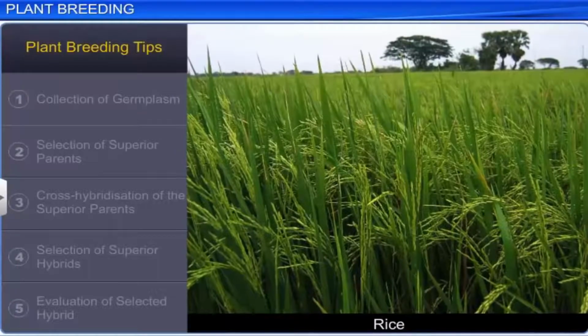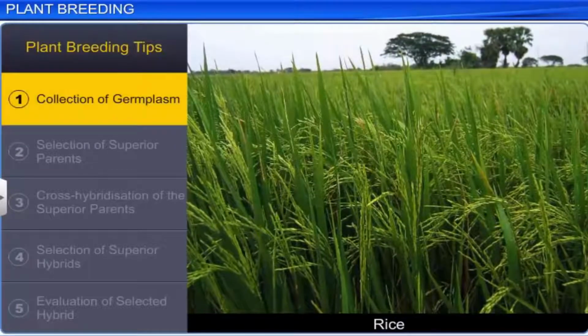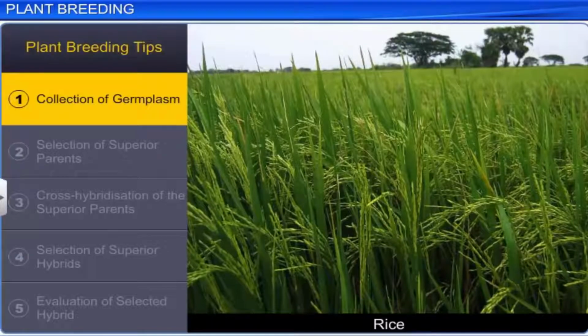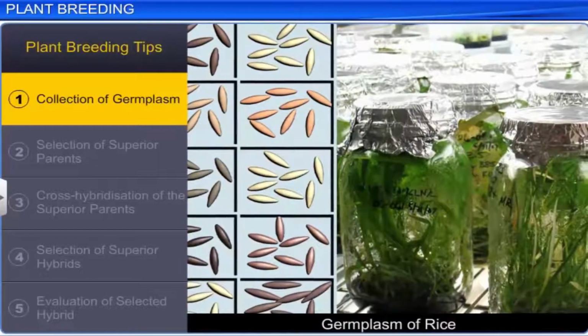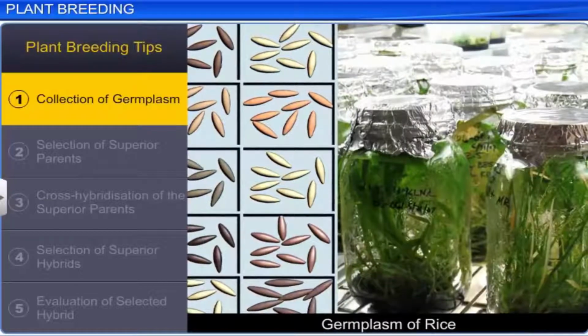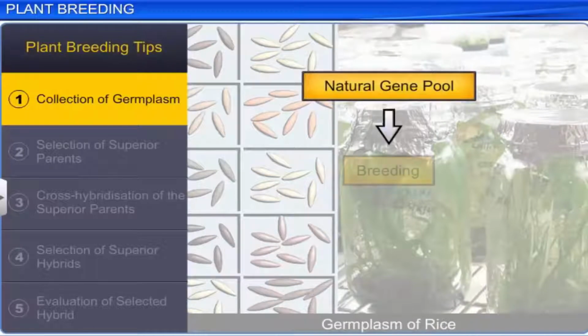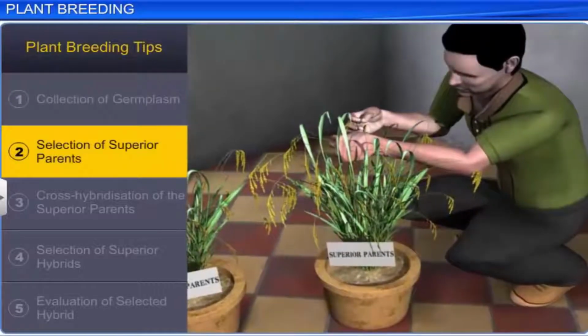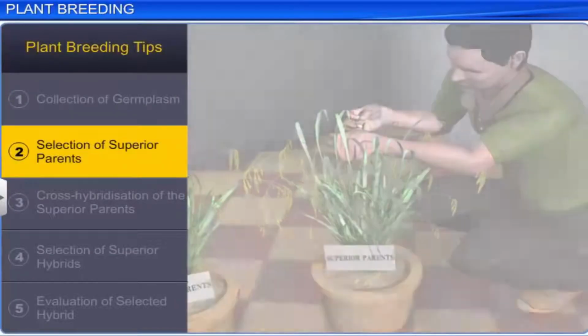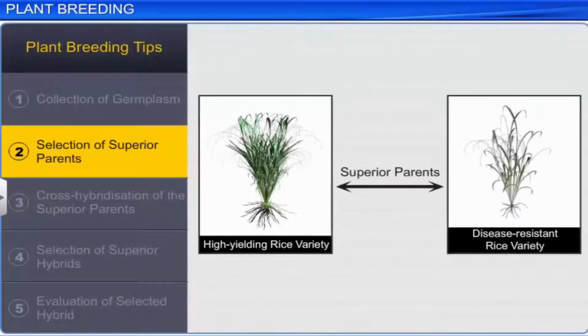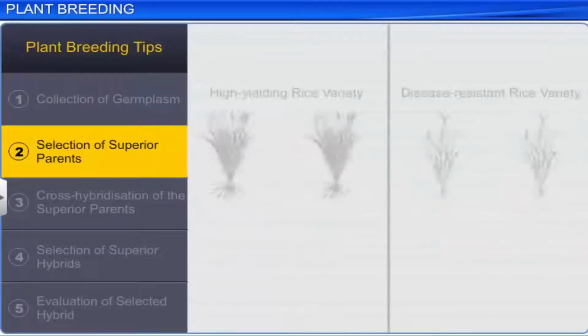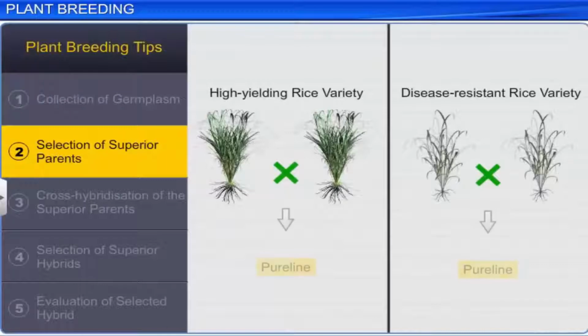The first step in plant breeding is the collection of germplasm of a particular crop that is intended for breeding. Germplasm is the collection of all the genes of different varieties of a particular crop in the form of seeds or plants. In this way, the naturally available gene pool can be utilized for breeding. The second step is the selection of superior parents. Here, two plants with the different desired characters are selected from the available germplasm. Then, they are made to self-cross to get a pure line of those varieties.